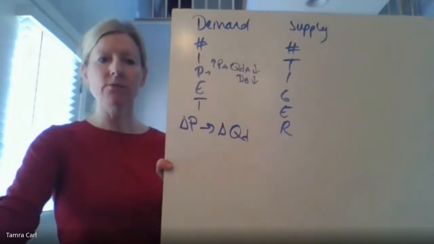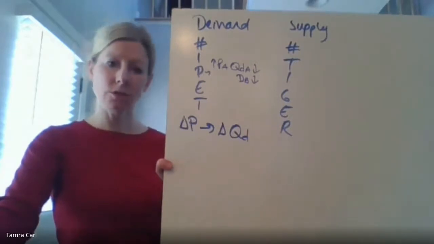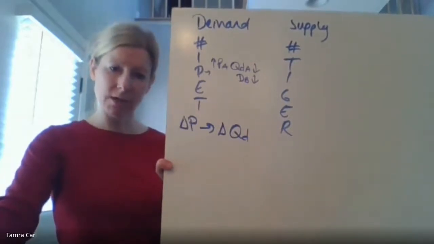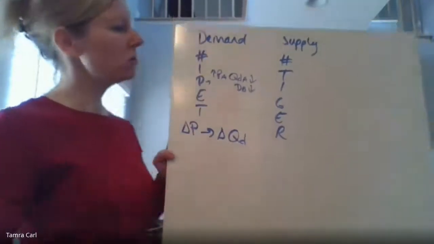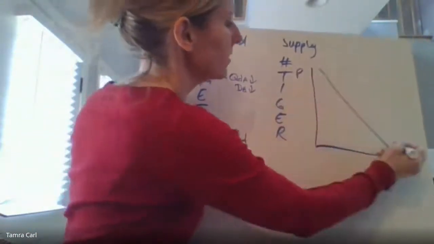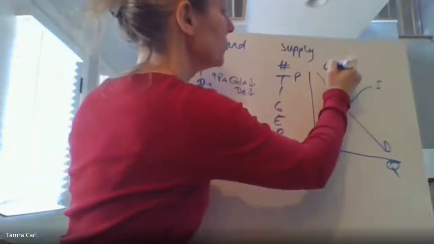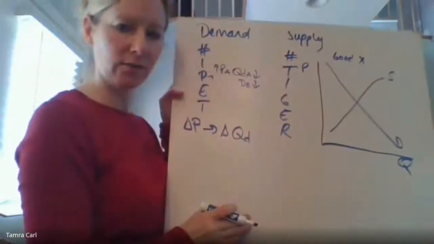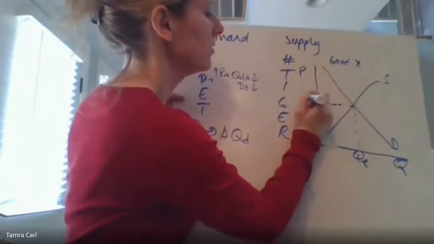Remember this, if two things happen, meaning that if there's a change in demand and supply, you're going to have something that's indeterminate. Indeterminate, if I have to explain it, means that it is dependent upon the magnitude of the shifts of the curve. So when I'm looking at my supply and demand, and we'll just say good X, because I'm not creative, right? I've got my equilibrium price and quantity.